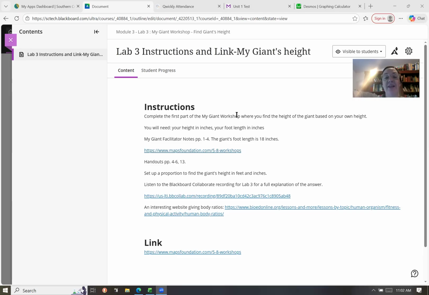First of all, let's go in and find some information here from pages 1 through 4 at this link. And it tells us that the giant's foot length is 18 inches. So let's see if I have something I can show you of what that would look like. If you've got a ruler, you can look at 18 inches.